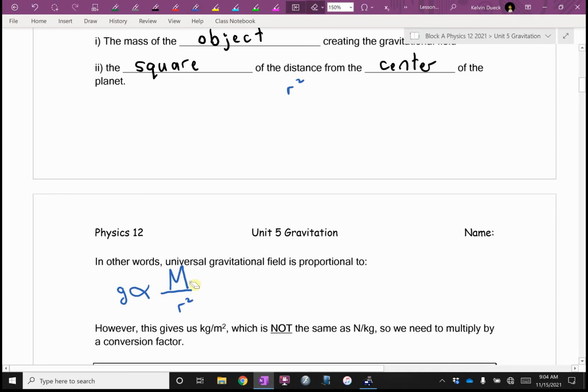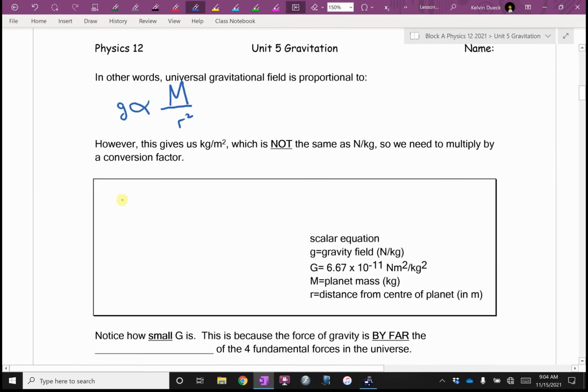What's mass measured in? What's r measured in? This is kilogram per meter squared. This will not be newtons per kilogram. So he said, okay, we need to multiply by a conversion factor. In the same way, how do you go from meters per second to kilometers per hour? You multiply by a conversion factor, and it takes care of the units for you. There's a conversion factor for this. Here is our universal gravitational field. The conversion factor, since it affects gravity, we are going to use a capital G for its symbol.